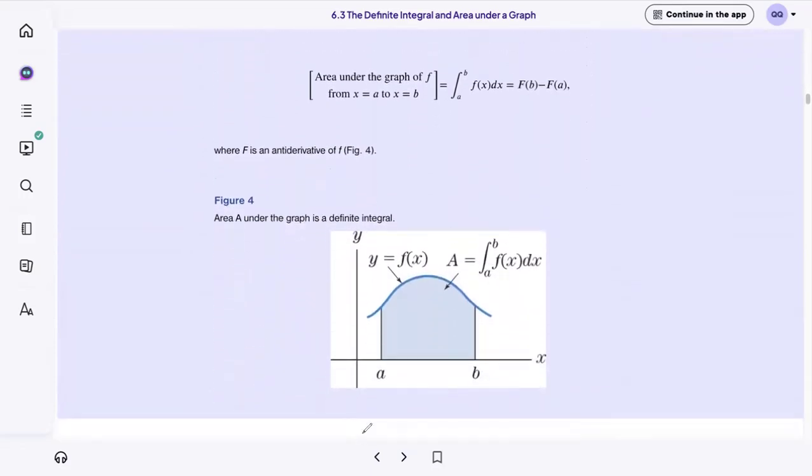So what we did is this, right? This lowercase f is the derivative of capital function F. So we anti-differentiate, we get F of x. Then we evaluate at the upper limit, then we evaluate at the lower limit, then we subtract them.